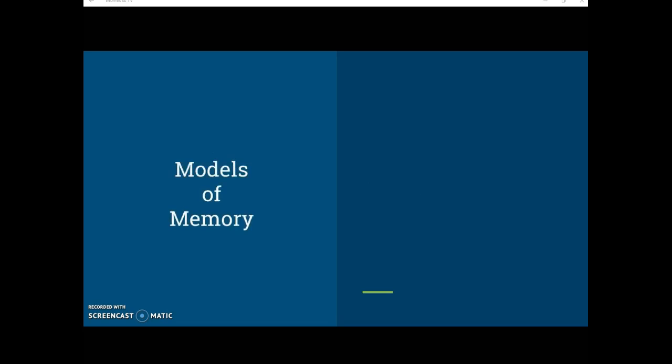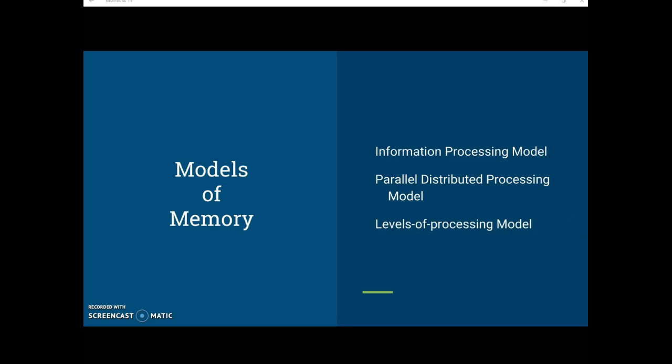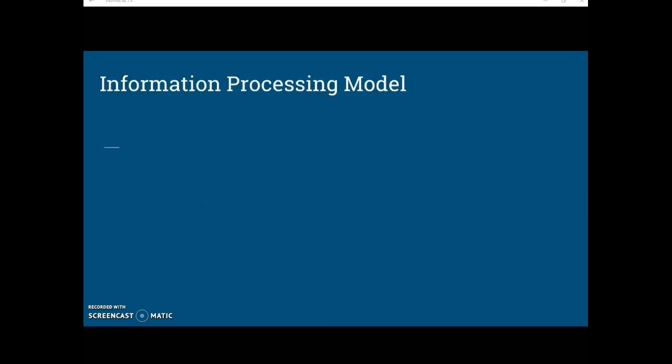Models of memory. There are three of these also. Information processing model, parallel distributed processing model, and the levels of processing model. The information processing model. What is it? The information processing model is split into three stages.